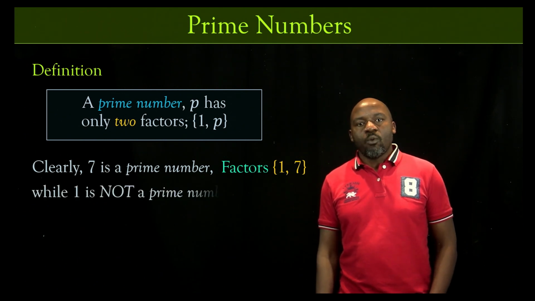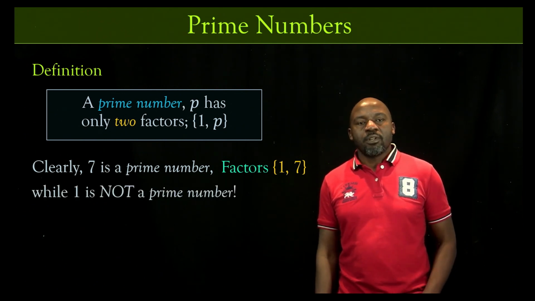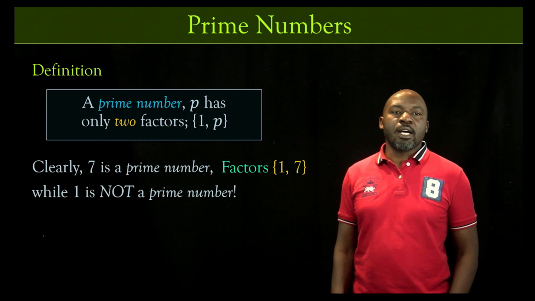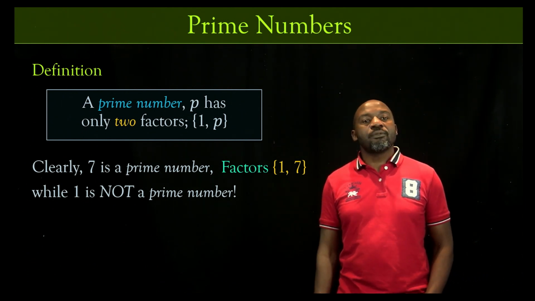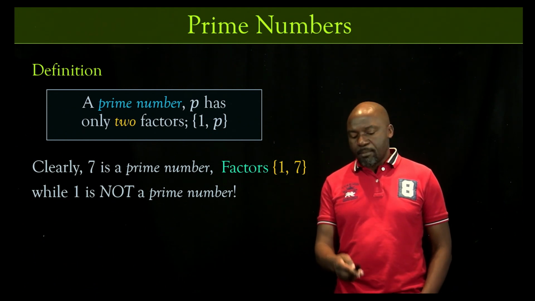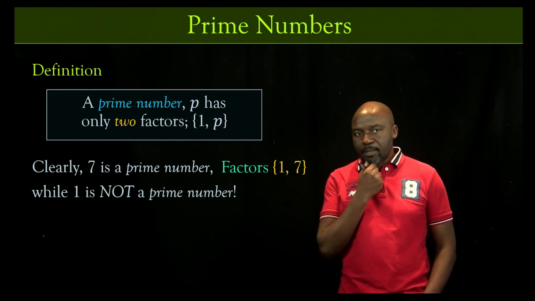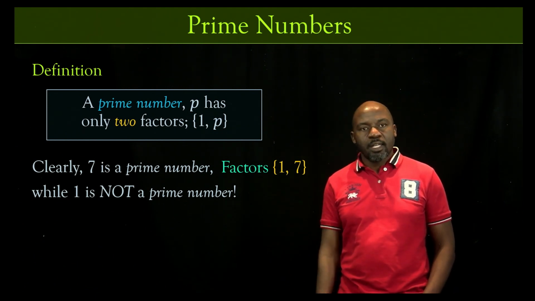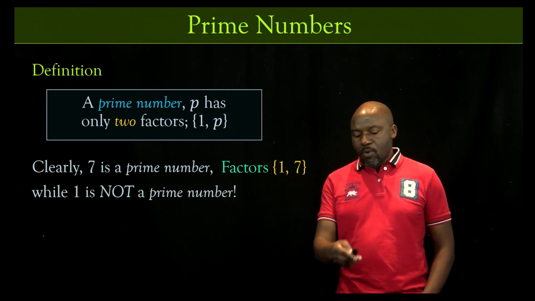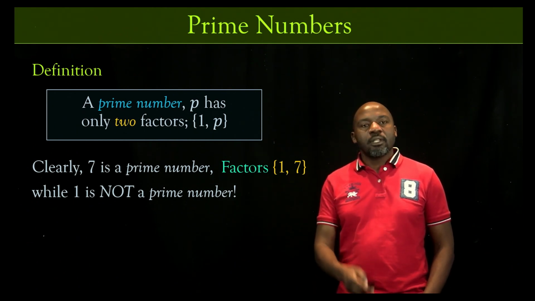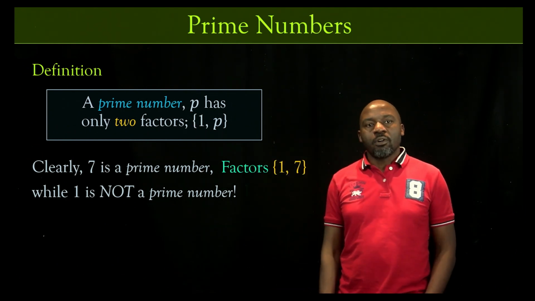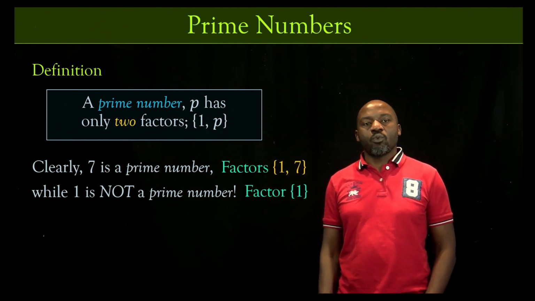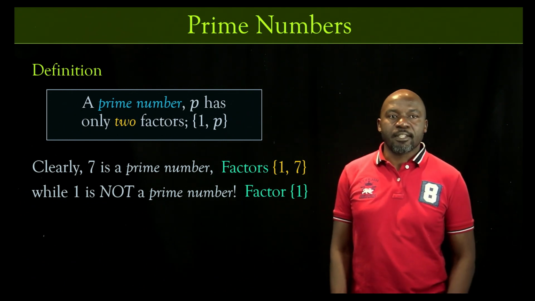Okay, while 1 is not a prime number because the only factor of 1 is 1. So there is only one factor for the number 1, and it is for this reason that 1 is not a prime number. Many students sometimes confuse 1 as a prime number. Well, I'm telling you now that 1 is not a prime number if we go by this definition, because it only has one factor, which is 1. It needs to have 2 factors, right?